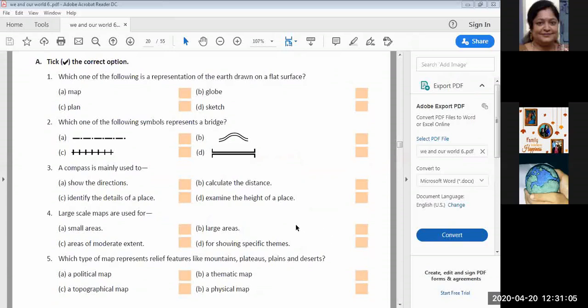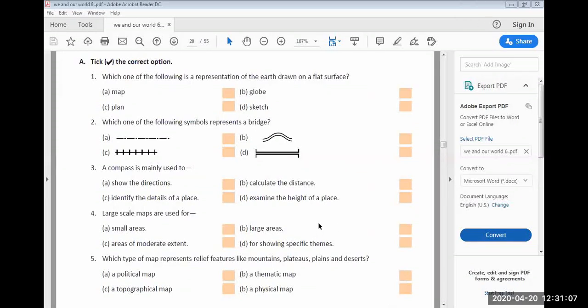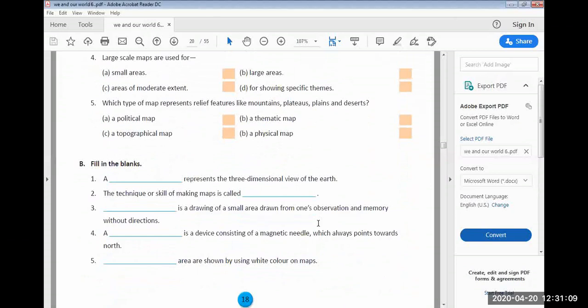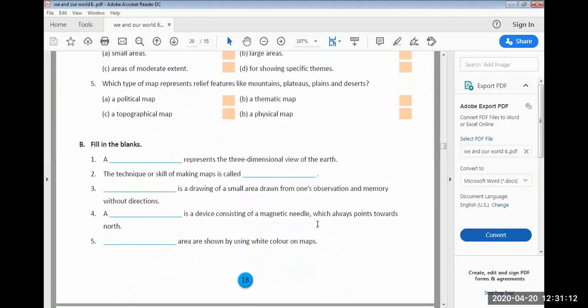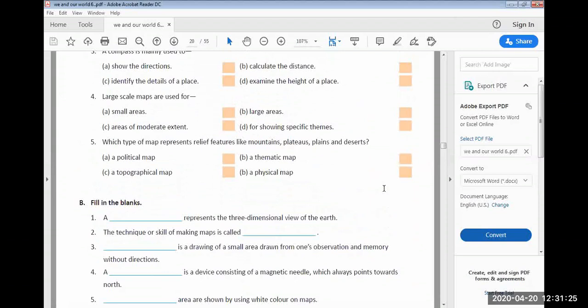Now coming to section B. Fill in the blanks. I'll see who gives me the correct answer. A dash represents the three-dimensional view of the earth. Globe. Very good. Correct. Ayushi, Kanchi, Zia, Tanu, Vivo, Mridul, Mansvi, Shyam, Shreya. Very good. Big hand for everyone. Pat your back by yourself.